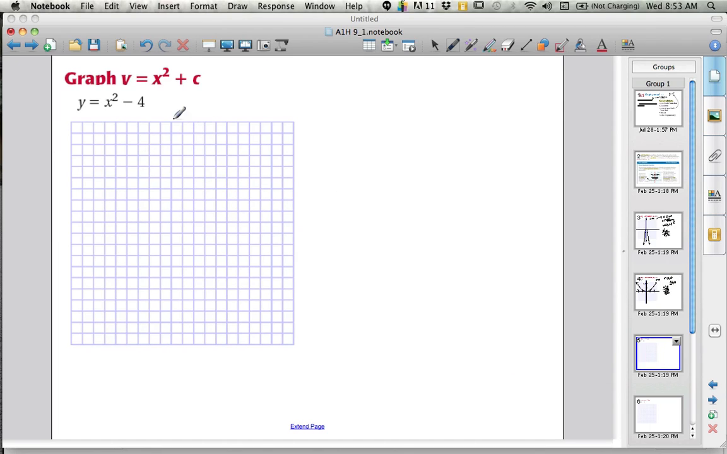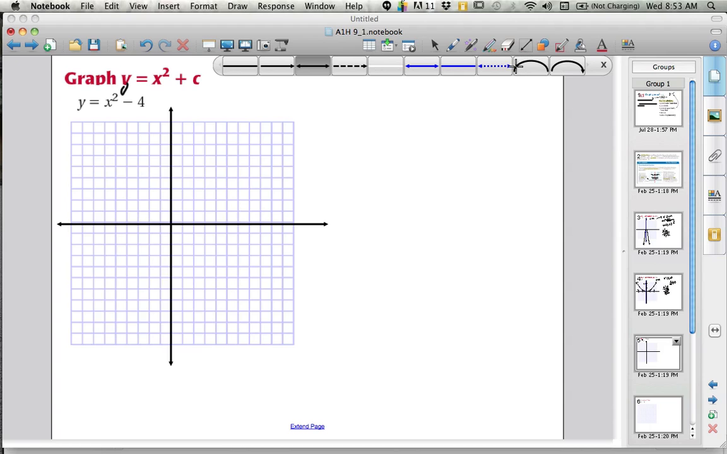Okay, now we've got a C value added on here. Sorry, this should say Y. And the C value is going to do something to it as well. So notice we have a leading coefficient of 1. It's positive 1, so I know it's going to open up. And I'm going to put in my axis of symmetry.